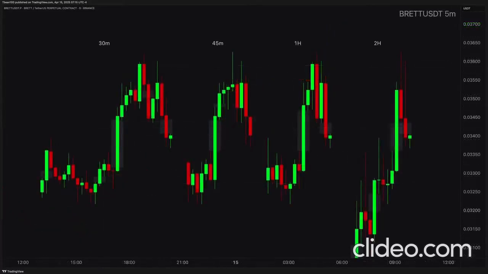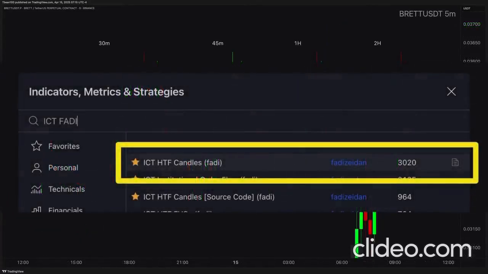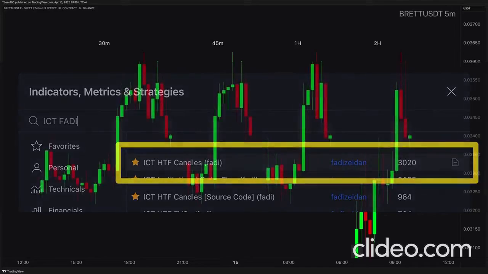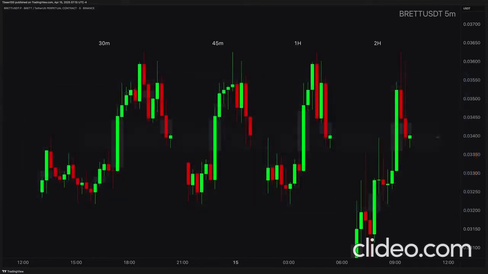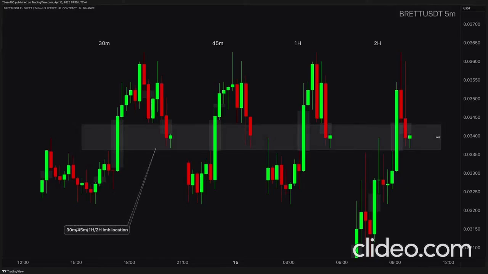Now, of course, how did I find this coin besides it being the top gainer? Of course, the ICT high time frame indicator helped me a lot with this. The moment I saw the 4-hour imbalance location, it already got into my trading list. Seeing the 30 and 45-minute imbalances and also the 1 and 2 hour imbalances gave me extra confidence.